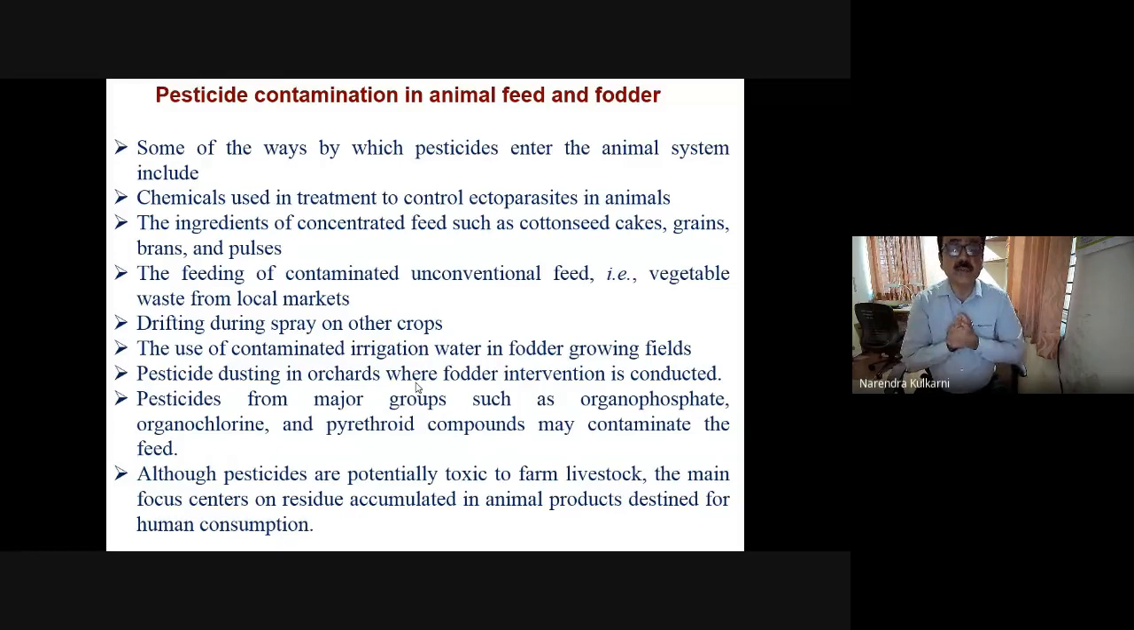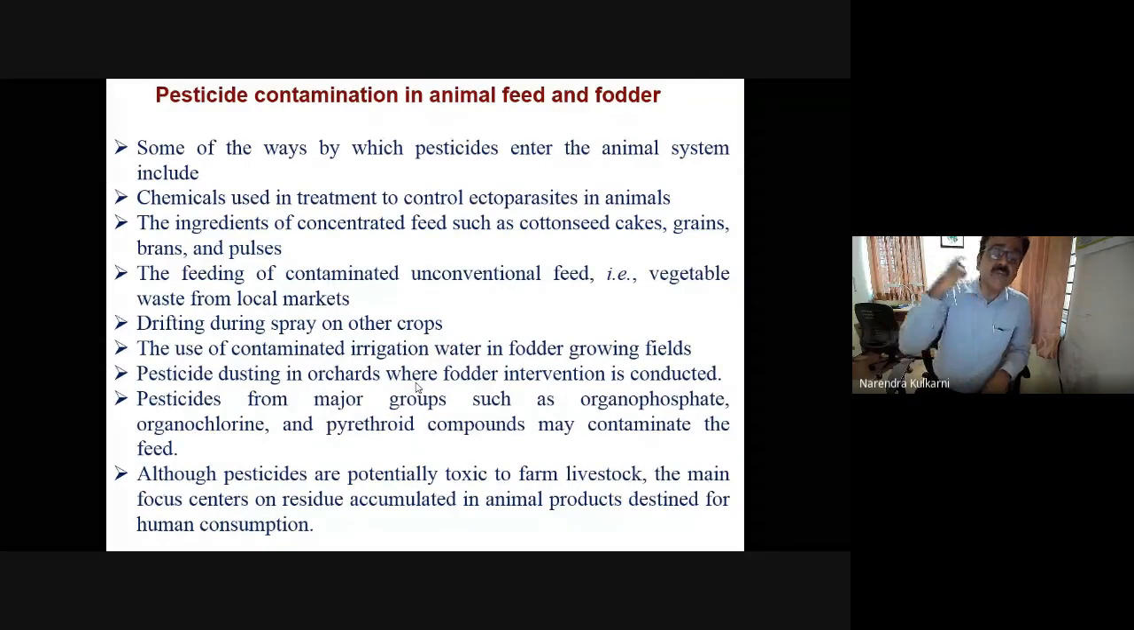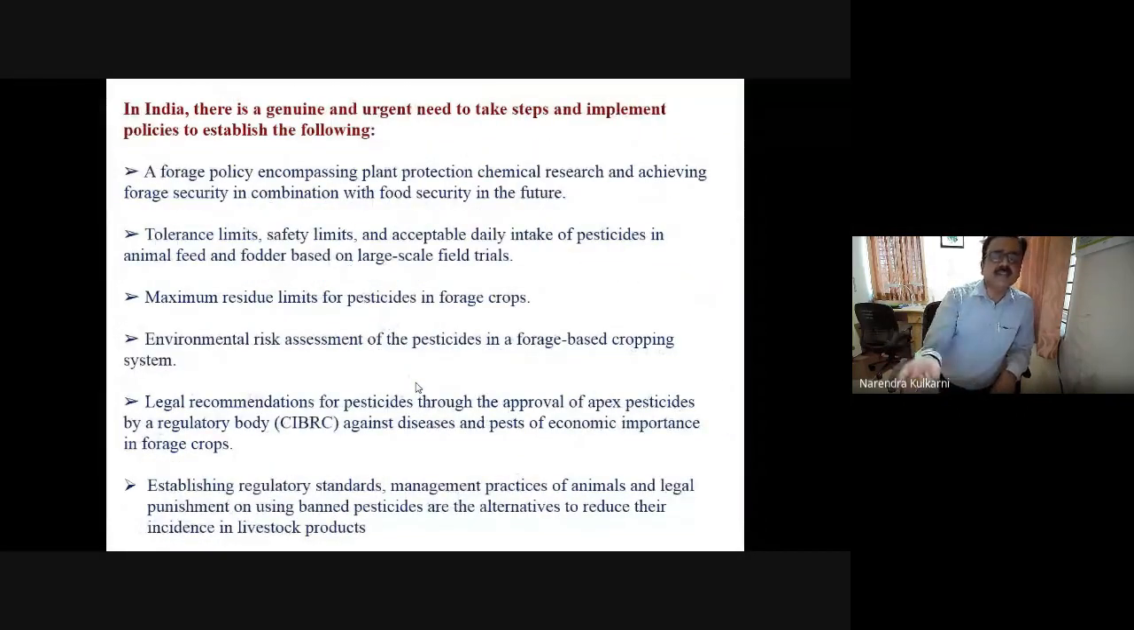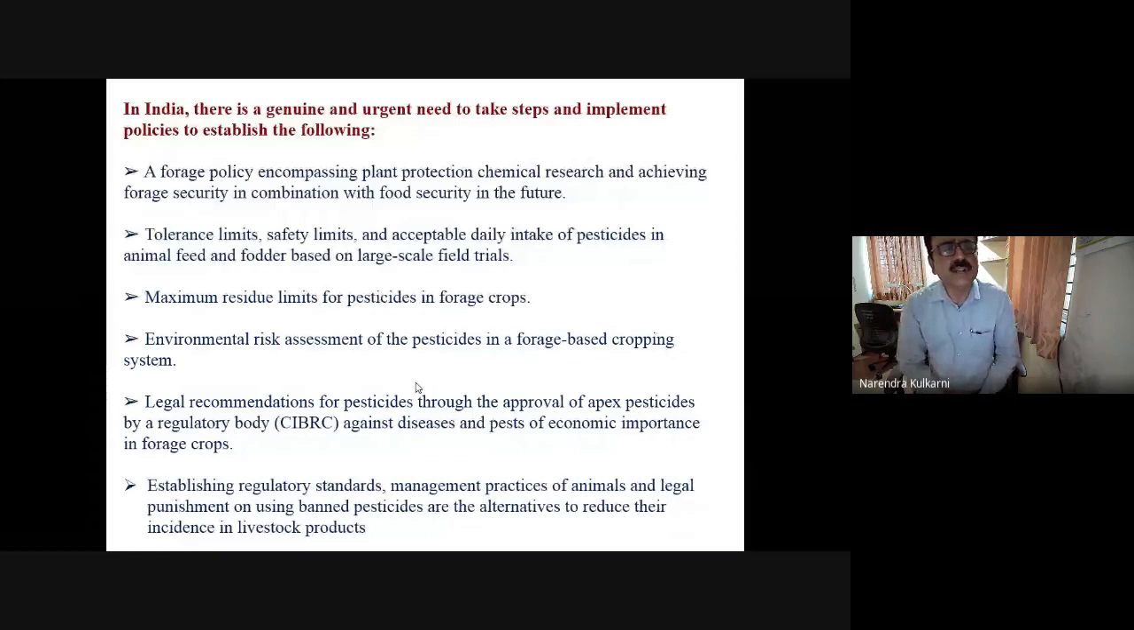Although pesticides are potentially toxic to farm livestock, the main focus centers on residue accumulated in animal products destined for human consumption. They may affect animal health directly, but finally it will have an impact on human health, because we are the consumers of milk products and animal products. Yes, finally. So in India, yes, there is a genuine and urgent need to take steps and implement policies to establish the following.